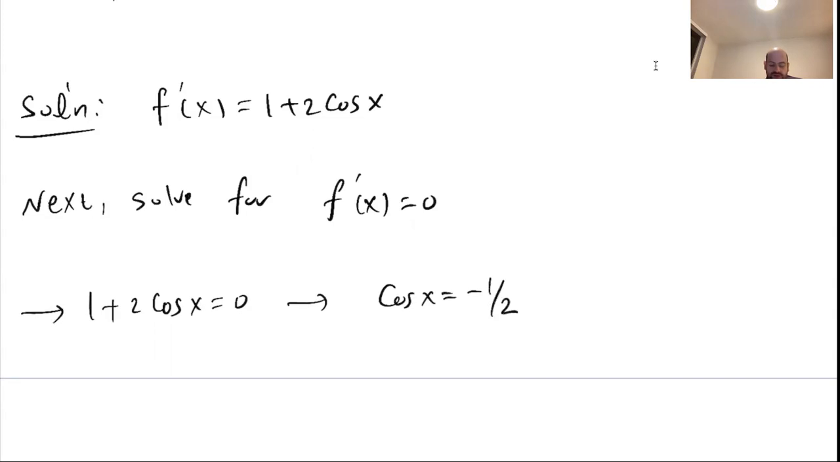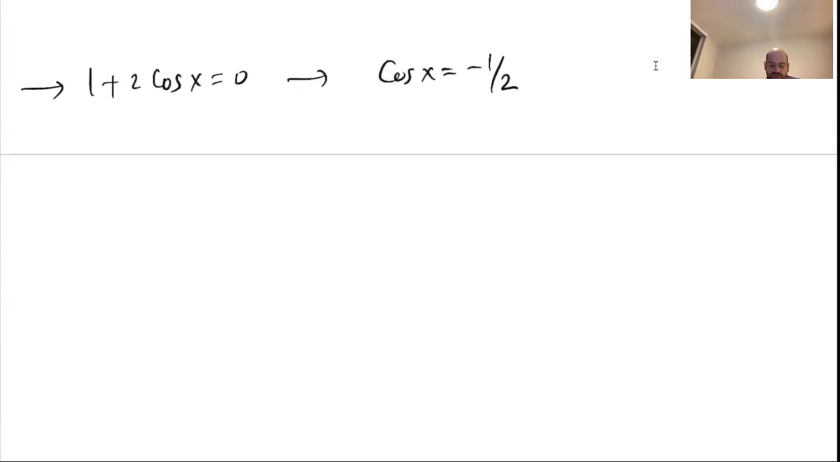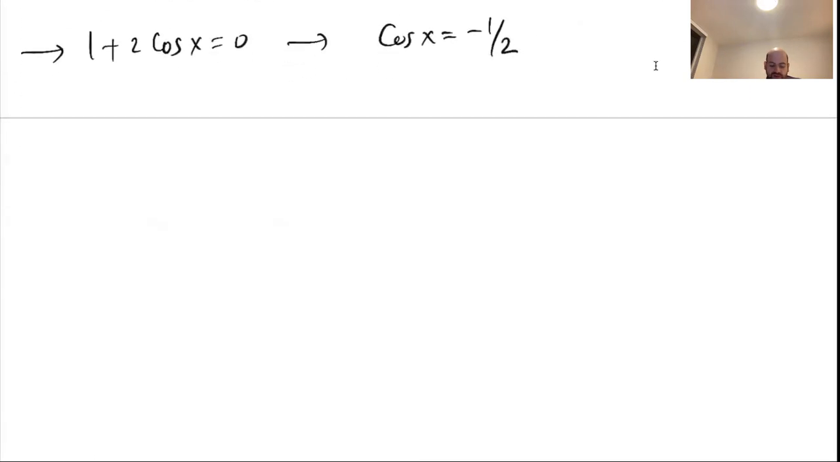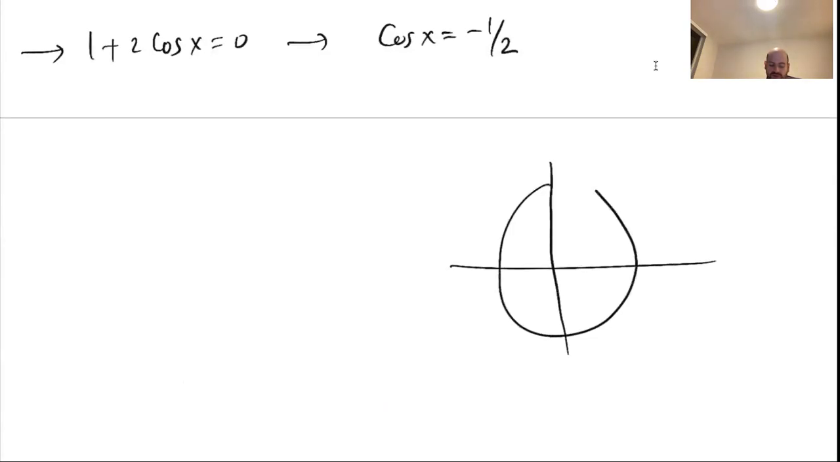So what are the solutions of cos x equals minus 1/2 between 0 and 4 pi? Remember, the domain is given as 0 to 4 pi. So if you want to know the solutions of cos x equals minus 1/2, I suggest you draw the unit circle and try to find out where cos is negative. First of all, try to find out about the quadrants. In which quadrants is cos theta negative? If you want cos theta to be negative, you can be in the second quadrant or in the third quadrant.